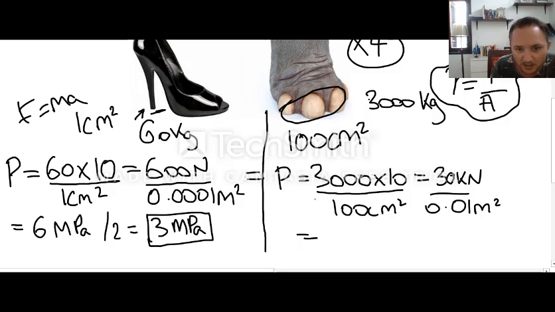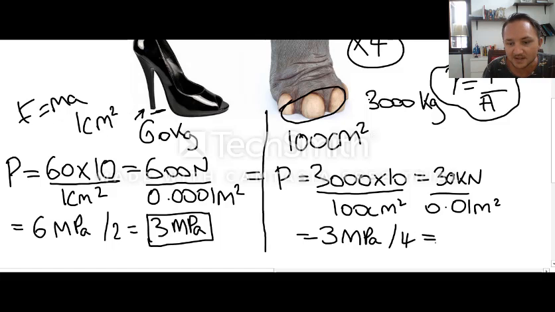Can you guess why? Because elephants have 4 legs. So we're going to divide it by 4, and that is going to give us 0.75 megapascals. Another way of putting that could also be 750 kilopascals, but let's keep them both megapascals because we're making a comparison.